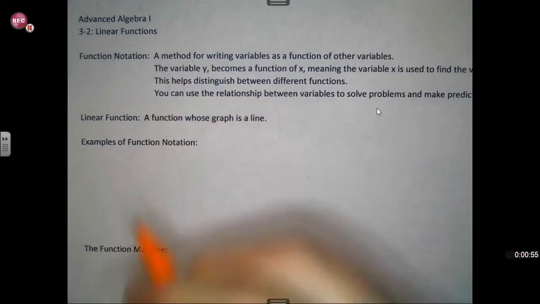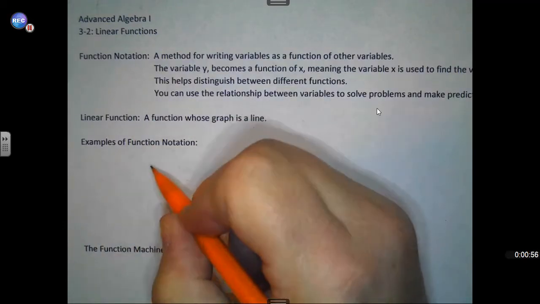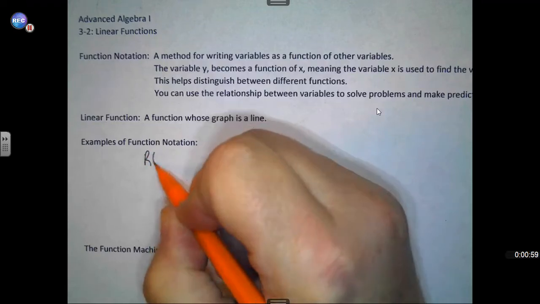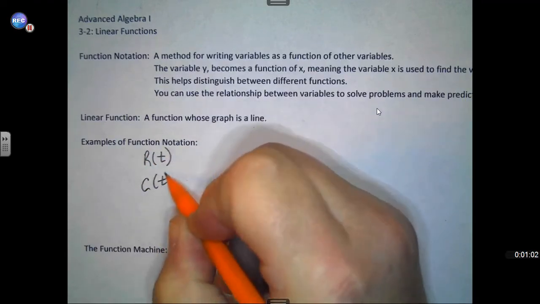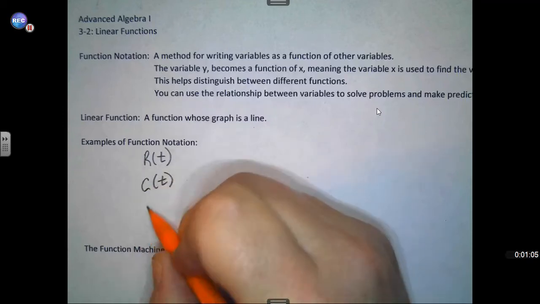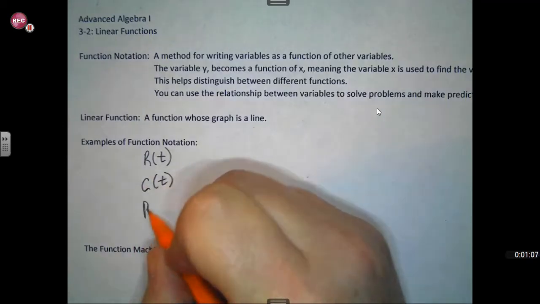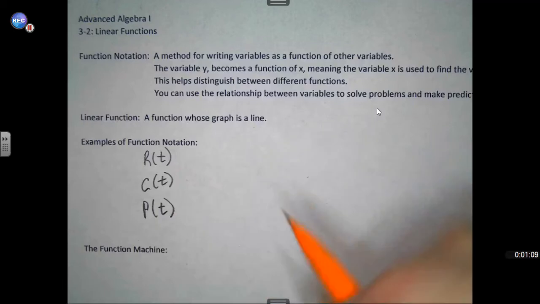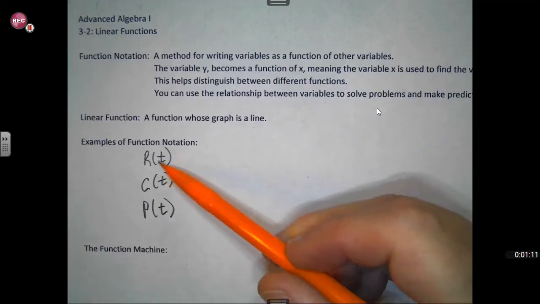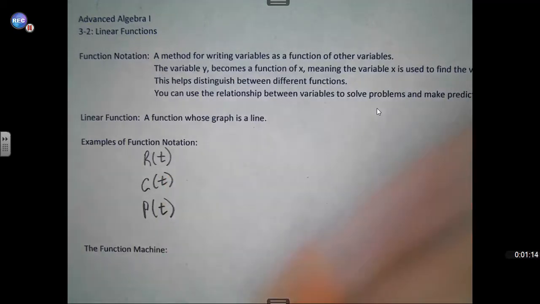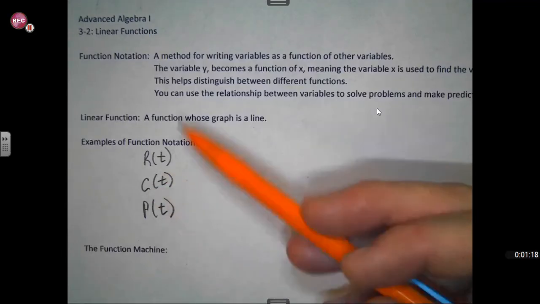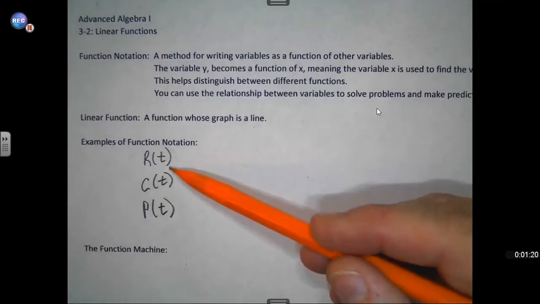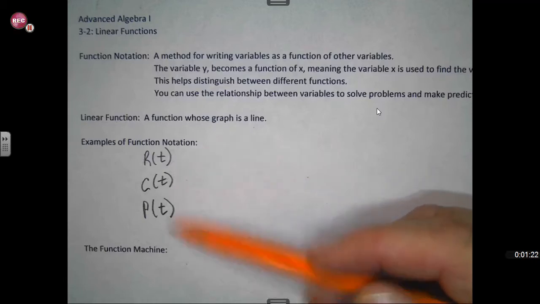Some examples of function notation: for revenue, sometimes we use R of t, and also cost and profit. These function names, rather than just y equals, give us an idea of what equation we're looking at: a revenue equation, a cost equation, a profit equation.